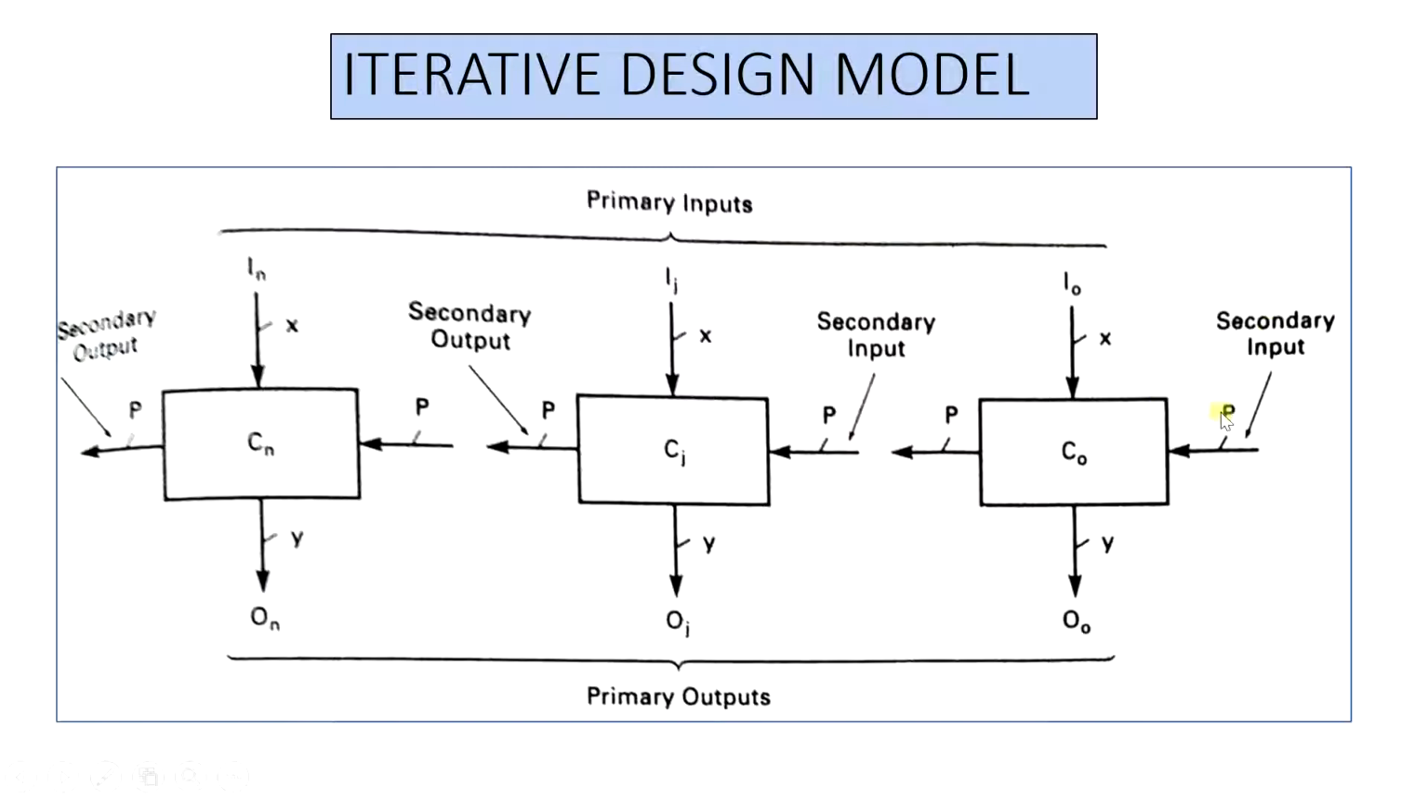For each cell, we have the secondary input and we have the secondary output. So the secondary output of the first cell becomes the secondary input for the next cell, and the secondary output of the second cell becomes the secondary input of the third cell. And the inputs that enter the entire iterative circuit and the outputs that exit the same circuit are called boundary inputs, which is shown here, and these are the boundary outputs.